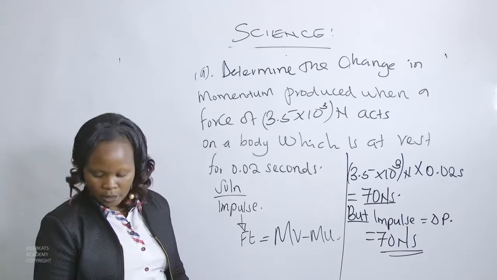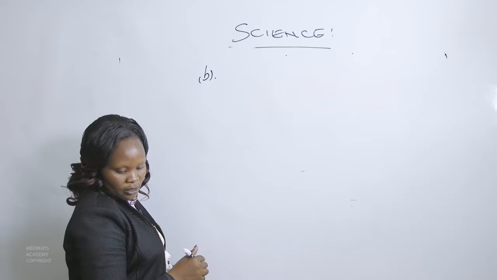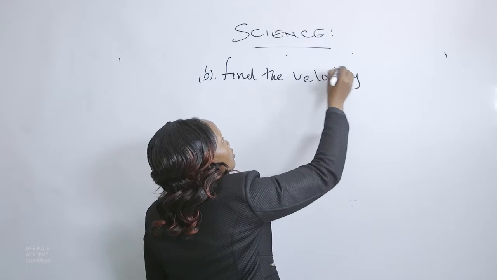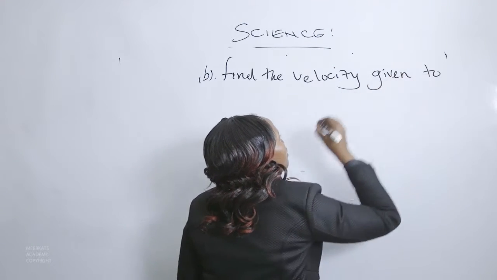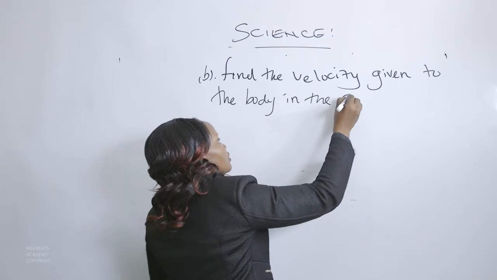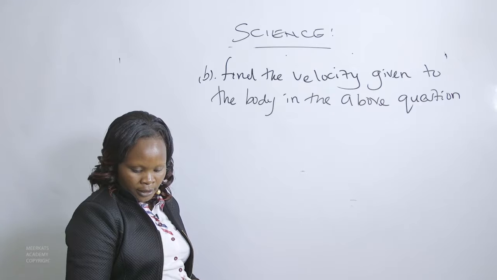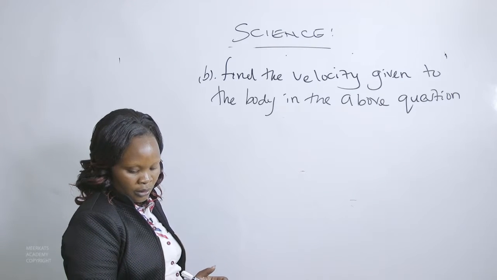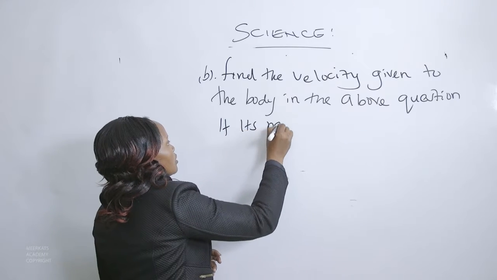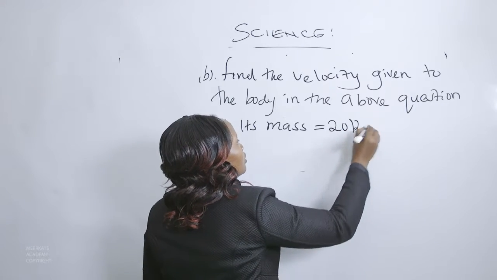Now, we look at one more example. Part B of the question requires us to find the velocity given to the body in the above question if its mass is 20 kilograms.